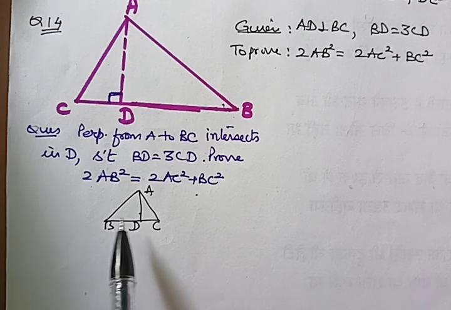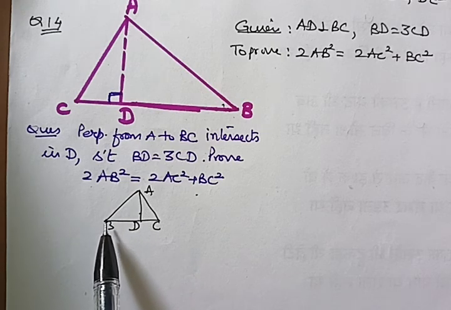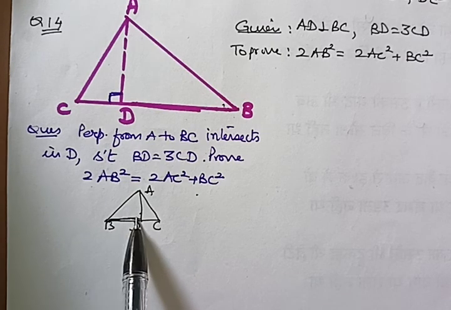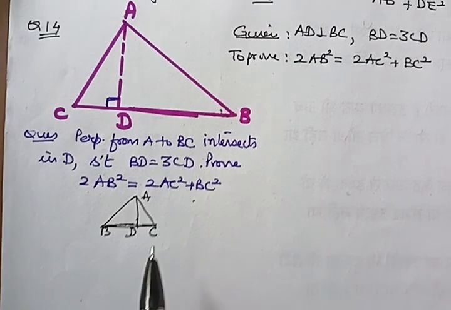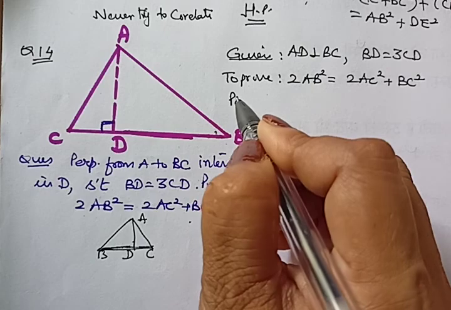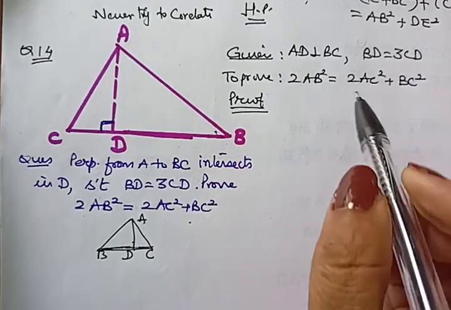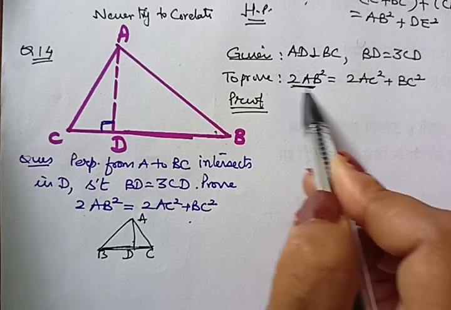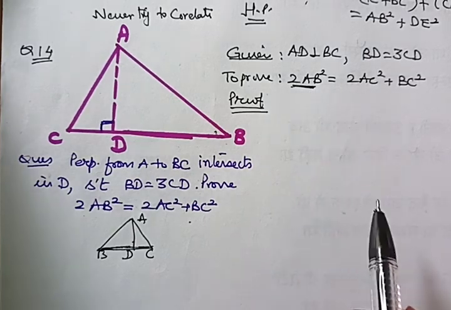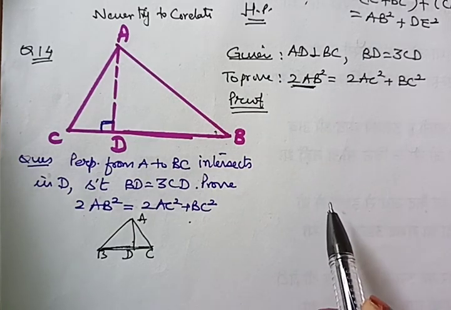You can also draw the figure like this. If you keep B on the left hand side, then keep BD more than CD so that BD looks like 3 times CD. Okay, now let's get to the proof straight away. Again, let's start from to prove. I am given twice AB square, means somehow I should try to bring AB in my proof.